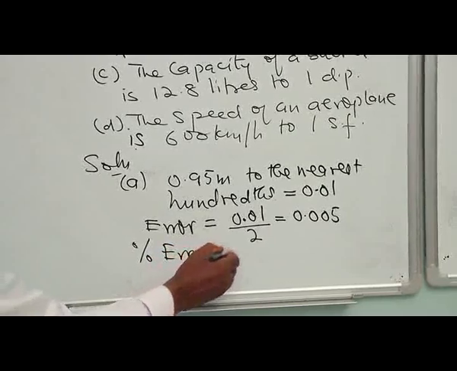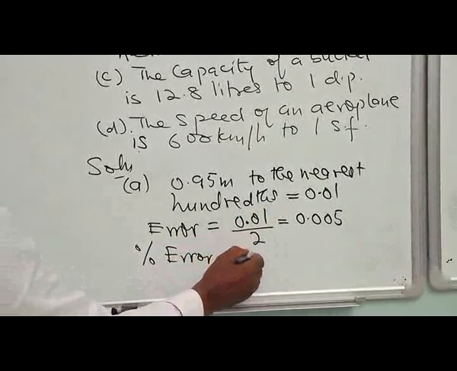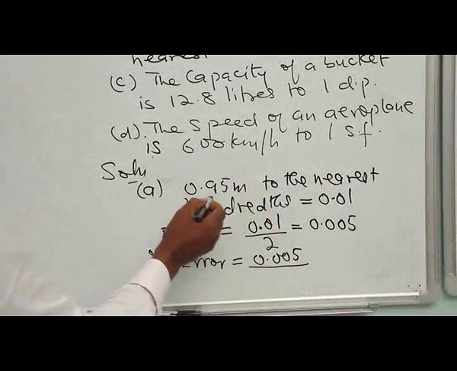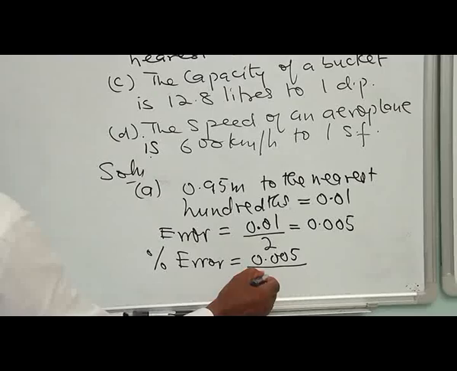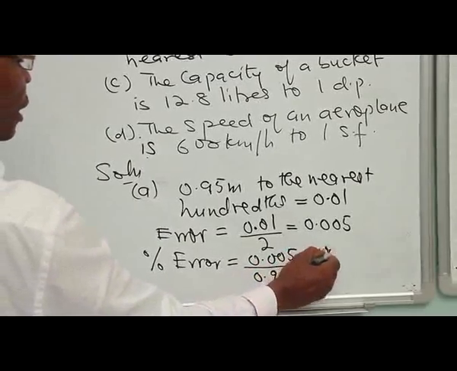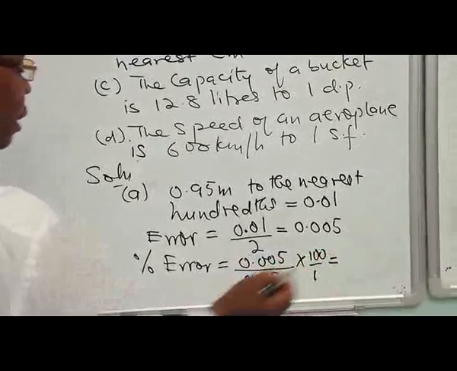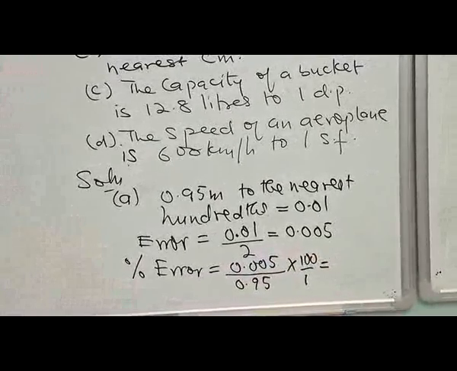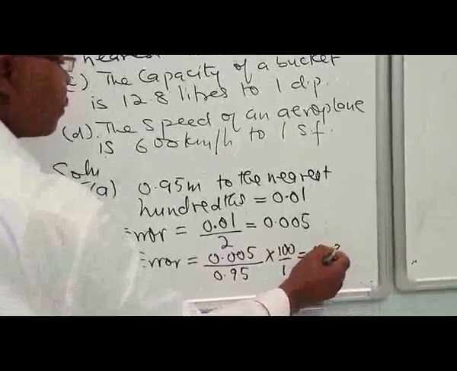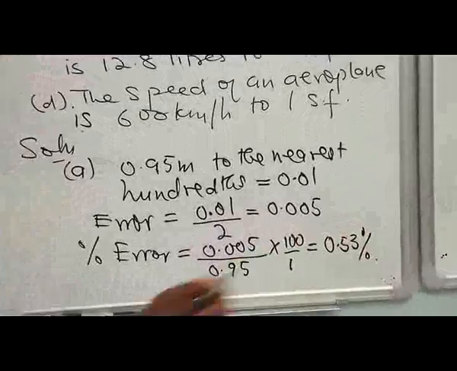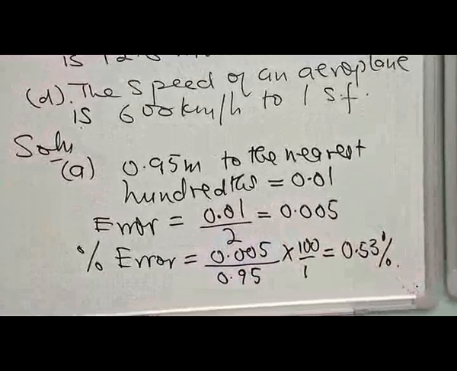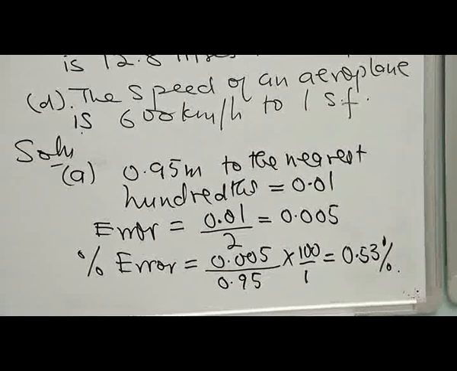So our percentage error will now be equal to the error, which is 0.005, divided by the measurement, which is 0.95. Multiply this by 100 all over 1. And when you do this, you will have your result as 0.53%. That will be the percentage error in this measurement of the height of the ball.